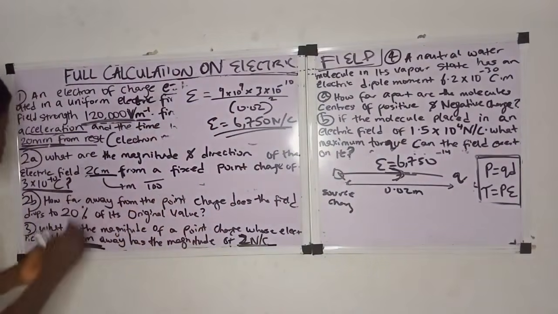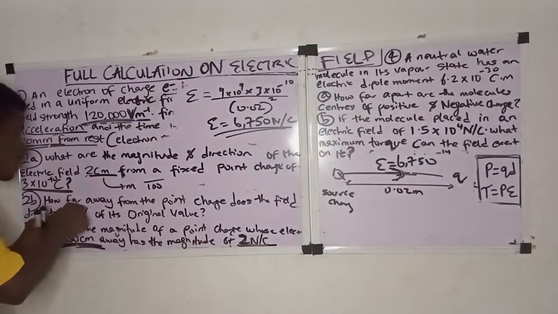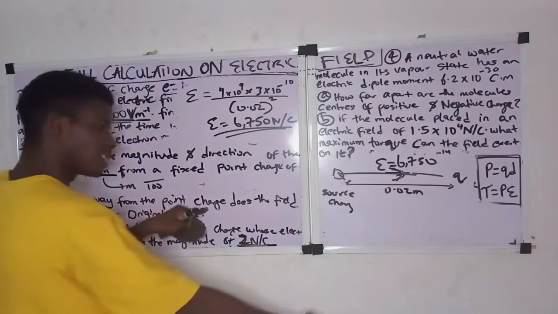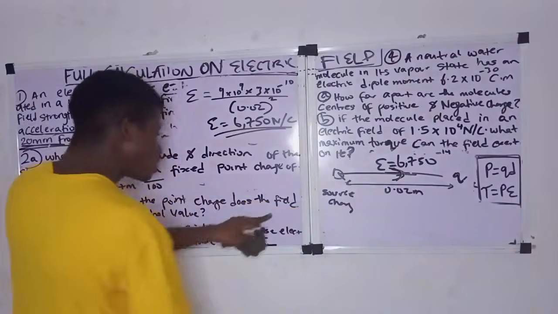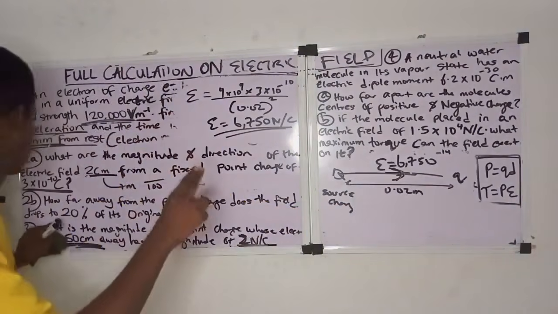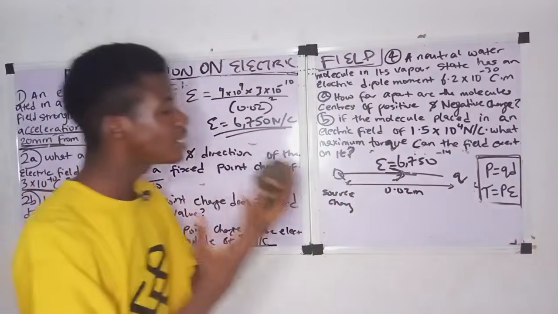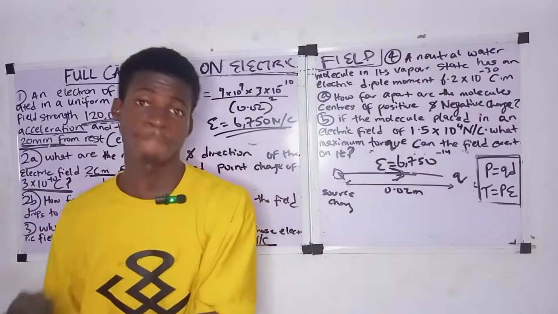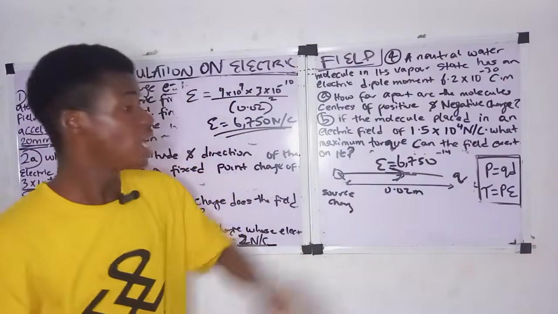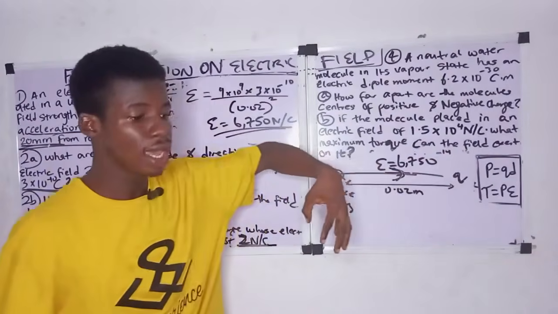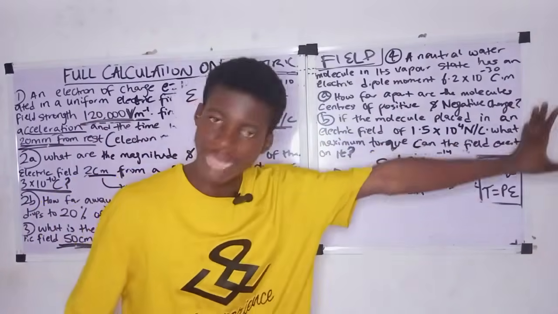In question B, they said, how far away from the point charge does the field drop to 20% of its original value? Now, what are they telling us to do in this question? They're telling us that if we take this point charge, let's say we take it farther away.